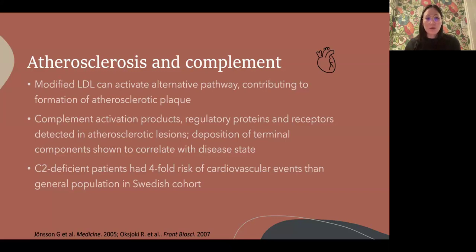But I think overall, when we think about autoimmune diseases and complement disorders, they're probably all somewhat at risk of atherosclerotic disease, because we know that in rheumatoid arthritis and lupus, that's a big cause of morbidity and mortality in that patient population. So complement likely has something to do with some of this inflammation that we see.